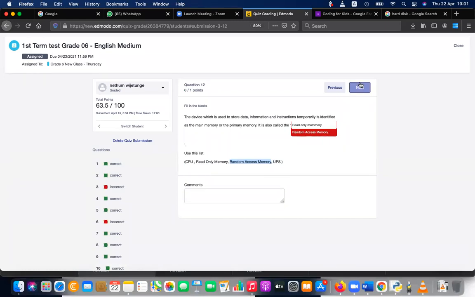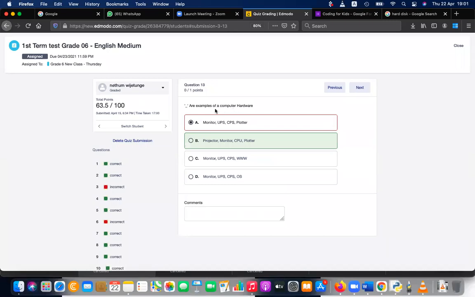Next one. Example for computer hardware. Then monitor, UPS, CPS. What is CPS? Is there a CPS? So you have selected the wrong answer. You don't have CPS, right? CPU is the correct one. Projector, monitor, CPU, plotter. So that's why the second answer is the correct one, right? There is no CPS. Okay.